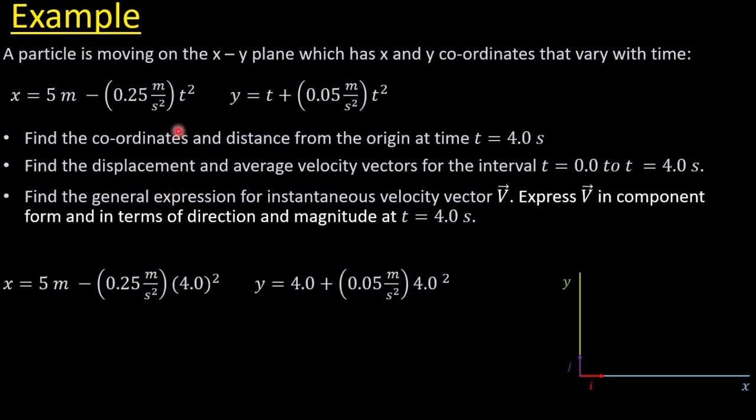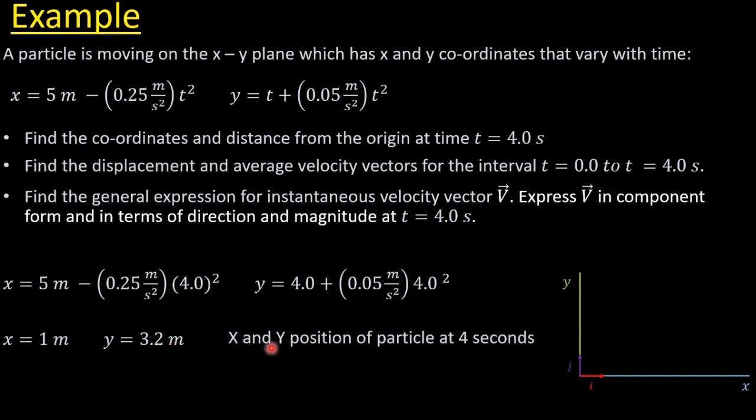So we take our functions there, and then we just plug in 4 seconds into both. Okay, so I just replaced t there with 4, t there with 4, and t there with 4 as well to get this. So I get x equals 1 meter and y equals 3.2 meters. So these are the x and y positions of the particle at 4 seconds. Okay, so let's find the distance.